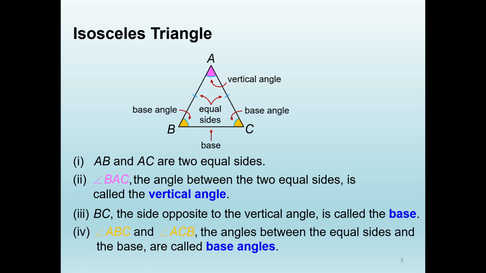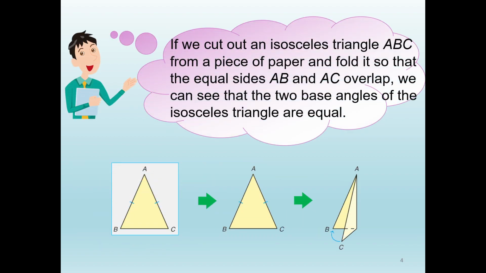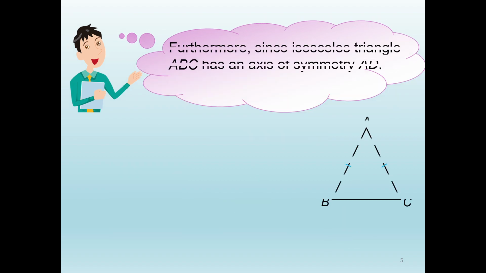And then lying on the base, there are two base angles. In this case, angle ABC and angle ACB are the base angles. So now, if you fold the isosceles triangle in half vertically, then you may see that the vertex C and the vertex B touch together. Then you know that the angles on the vertex B and the angles on the vertex C are the same. And also, there is an axis of symmetry AD here.